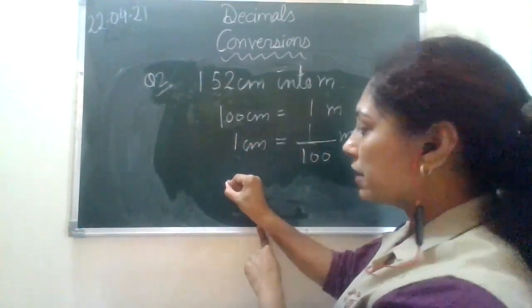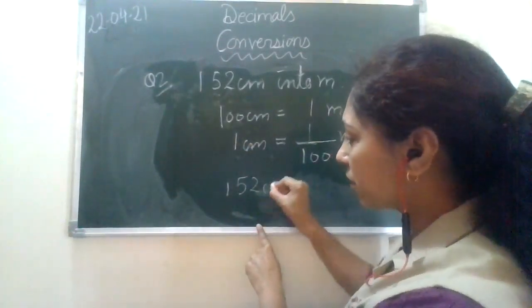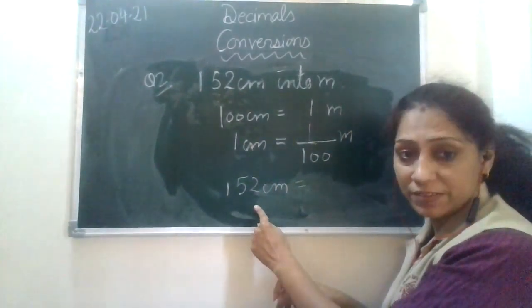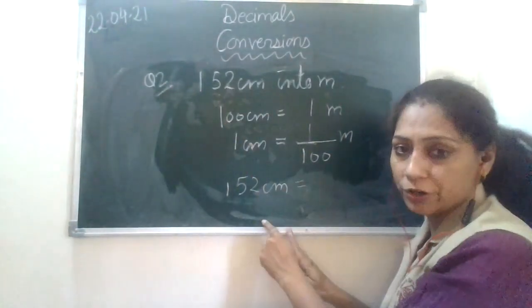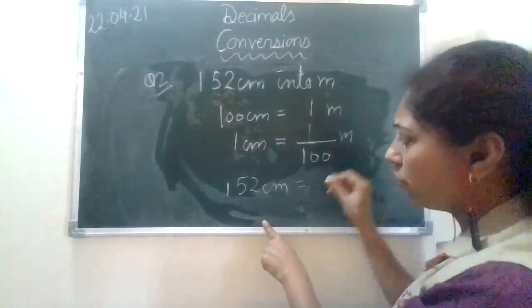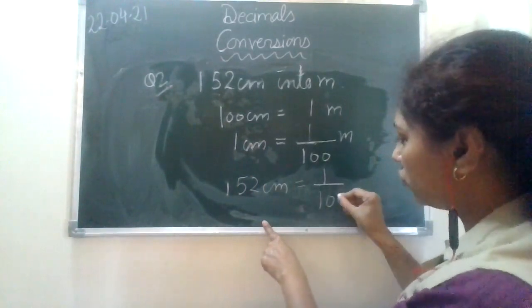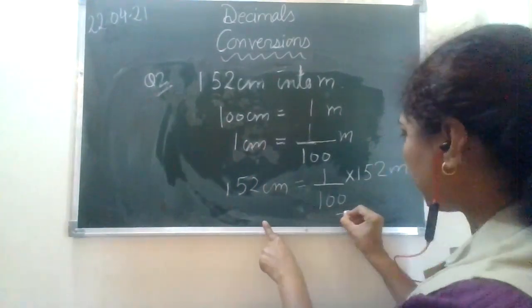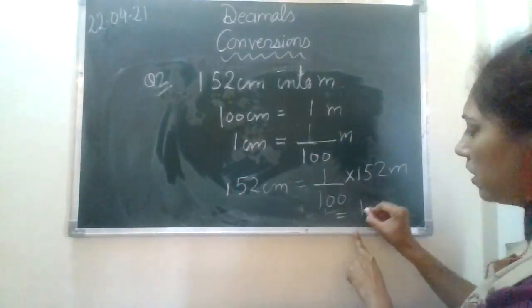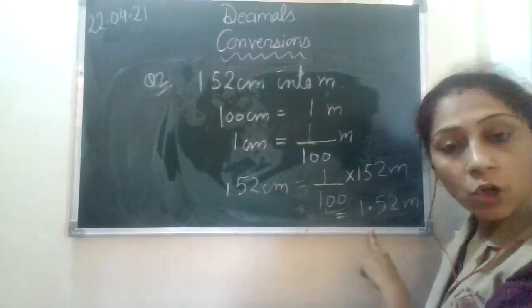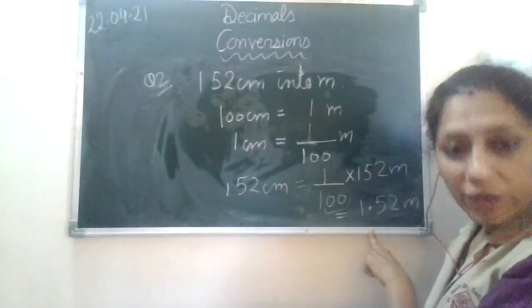But now again, we have to find the conversion of 152 centimeters. Again, this unit I have increased because the question has asked accordingly. So if 152 is 1, then 152 will be 1/100 into 152. And the answer will come out with 2 zeros: simple, 1.52 meters is the answer. Very simple, very easy.